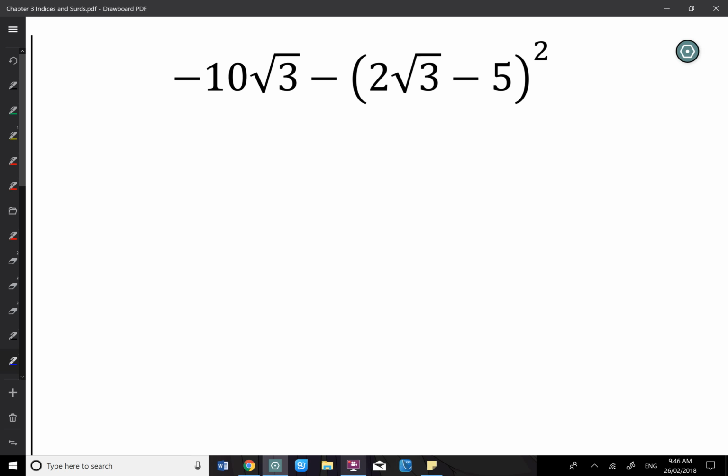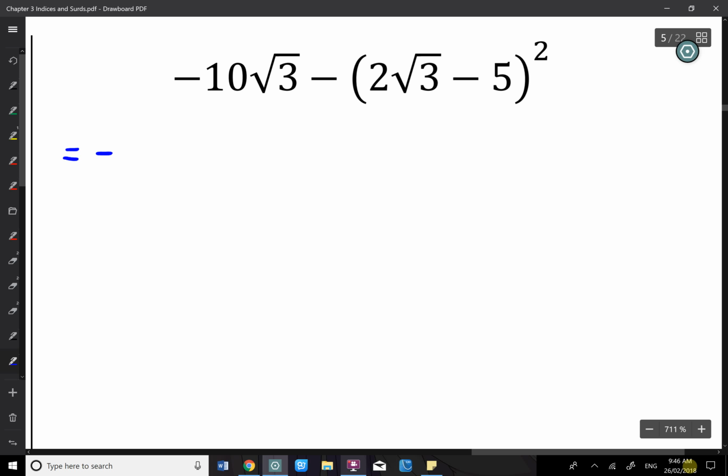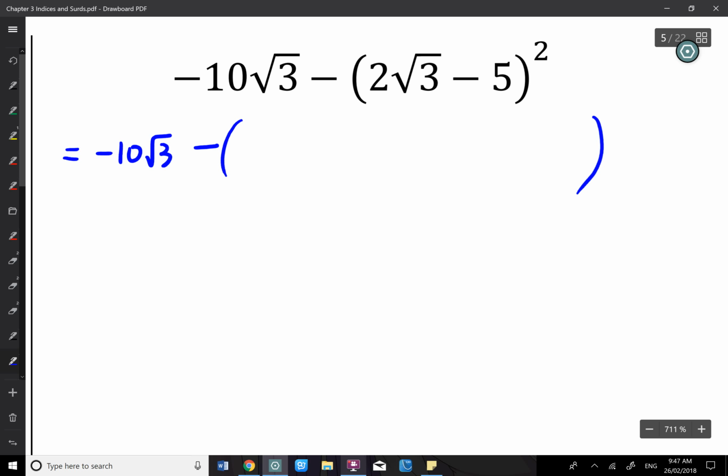Okay, I need to expand the square first because we calculate power first. So that equals negative 10 root 3 minus, okay, all the things you expand is still in a bracket. Remember, everything you expand will be in a bracket. Why? Because you minus the difference and then square that. You minus everything, like minus the answer there. So when you expand it, you still need to calculate the answer first and then subtract it from the first number. So everything you expand is still in a big bracket here.